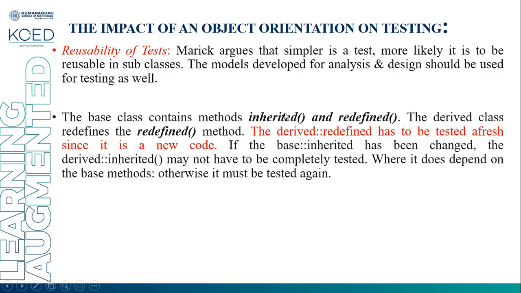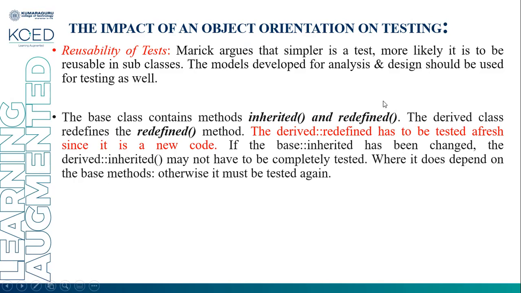For example, the base class has two methods: one is inherited, another one is redefined. The derived class will rework the redefined method. So we have to test it as new code in the subclass because it is completely redefined by the derived class. If the base inherited has been changed, the derived inherited may not need to be completely tested.